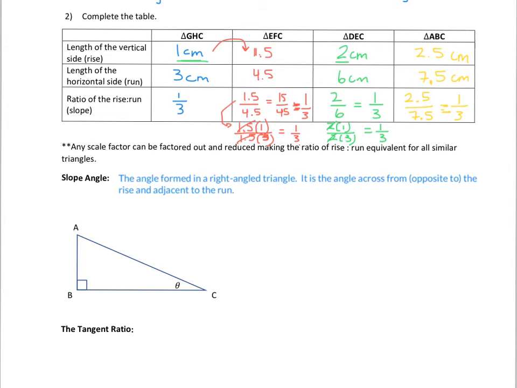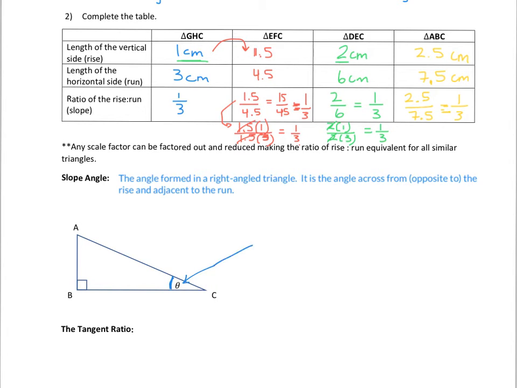So my statement here is just that it's the angle formed in a right angled triangle. It's the angle across from, or opposite to, the rise and adjacent, or beside, the run. So if I look at this angle C here, you'll notice this funny looking symbol. This is the Greek letter theta.